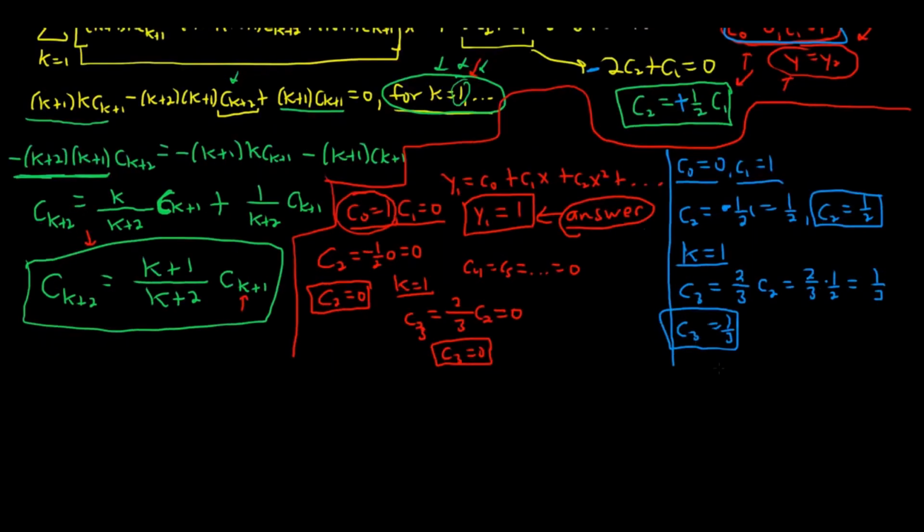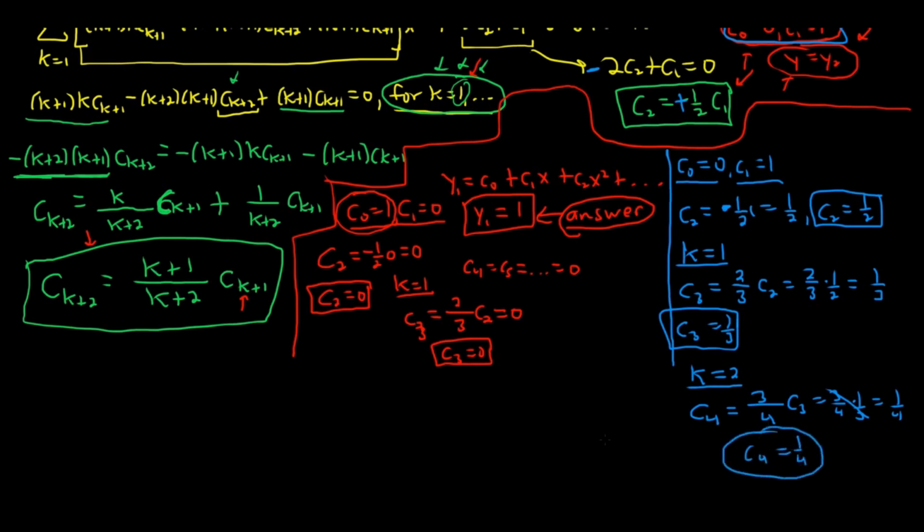In this problem, we're not looking for a pattern. We just want the solutions. It doesn't say write in terms of familiar functions. It just wants the first few terms. So let's do one more. When k equals 2, it gives you C4. So you get 2 plus 1, which is 3, 2 plus 2, which is 4, and then you get C3. And C3 is 1/3. So this is 3/4 times 1/3. So you get 1/4. So C4 is 1/4.